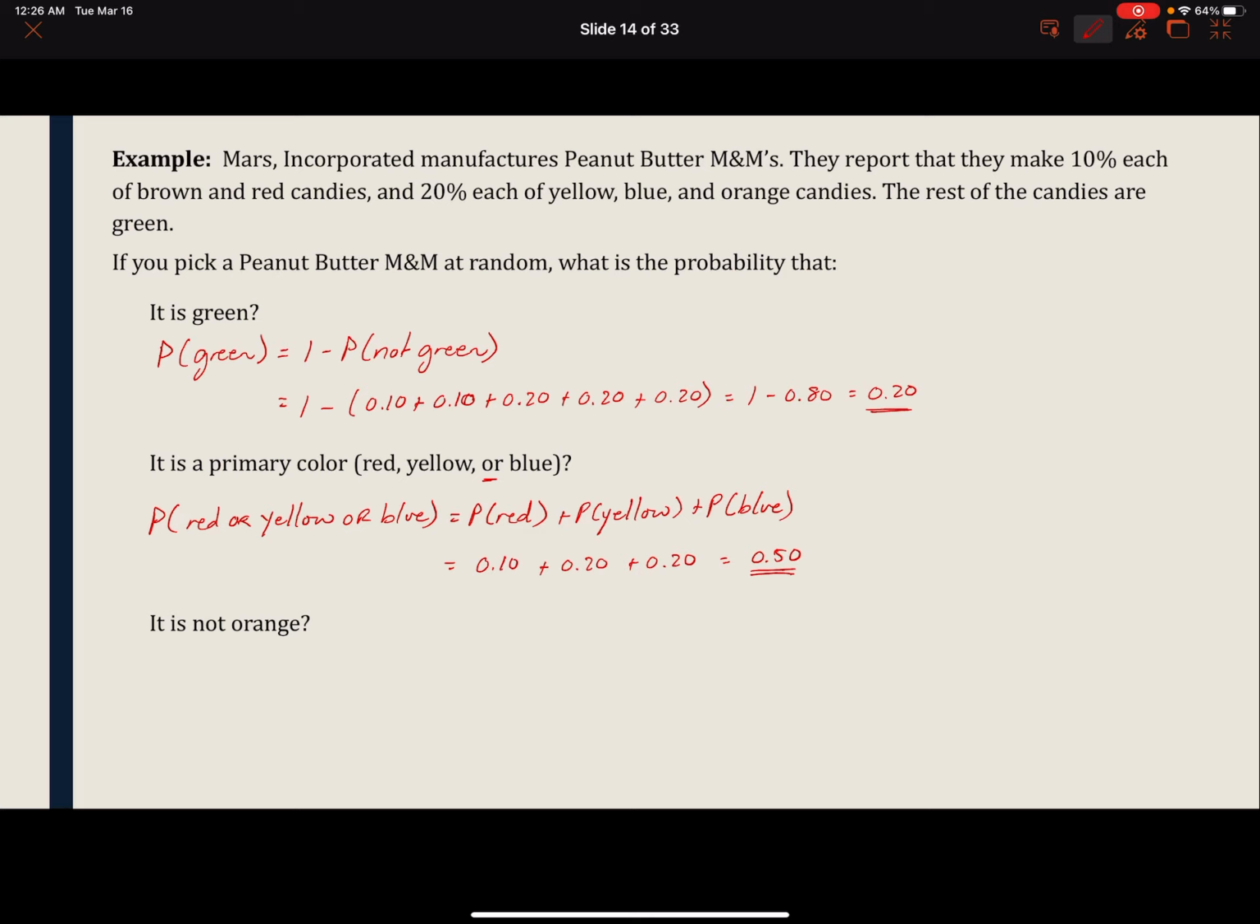What's the probability that the randomly chosen peanut butter M&M is not orange? Well, the probability that it's not orange is going to be 1 minus the probability that it is orange. It says 20% orange, so it's 0.20, giving me 0.8.